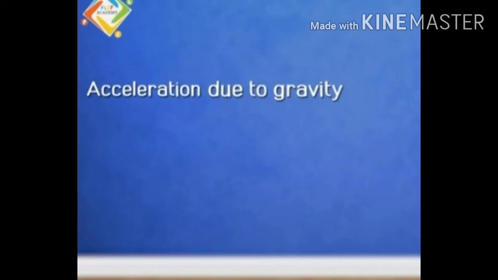And this acceleration due to gravity is denoted with small letter g. As we have studied earlier, capital letter G denotes the gravitational constant, isn't it? So this small letter g denotes the acceleration due to gravity. And the unit of g is the same as that of acceleration. That means the unit of acceleration due to gravity is the same, that is meter per second square. Clear? You have to remember this.